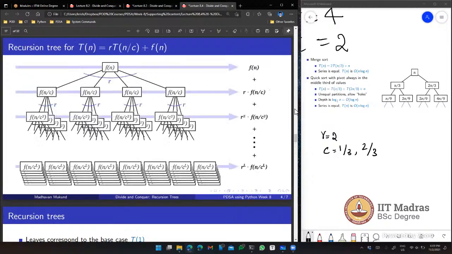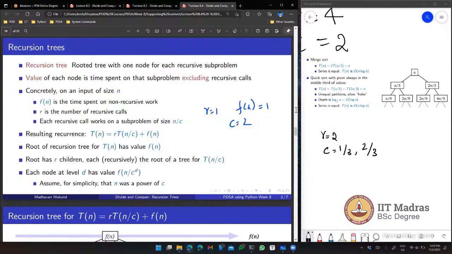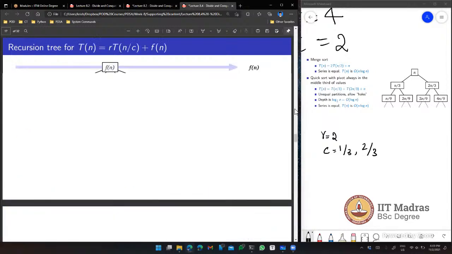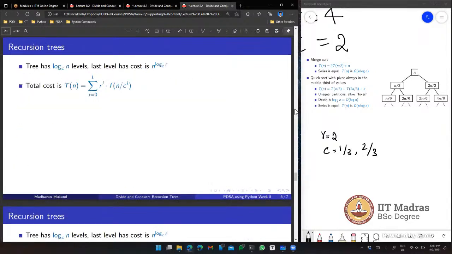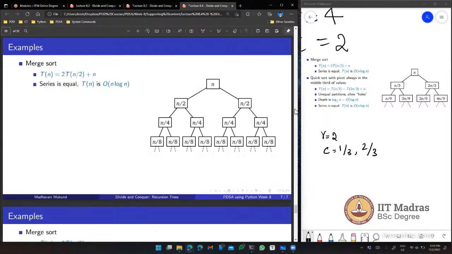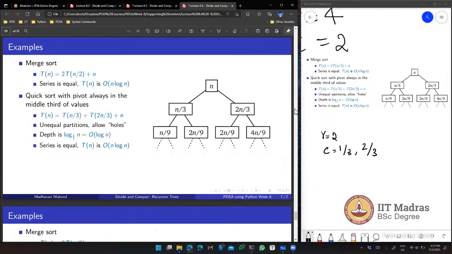Okay, division. So here we can take the maximum thing, right? Because we can take C equal to 2/3, then it will give the worst case complexity.